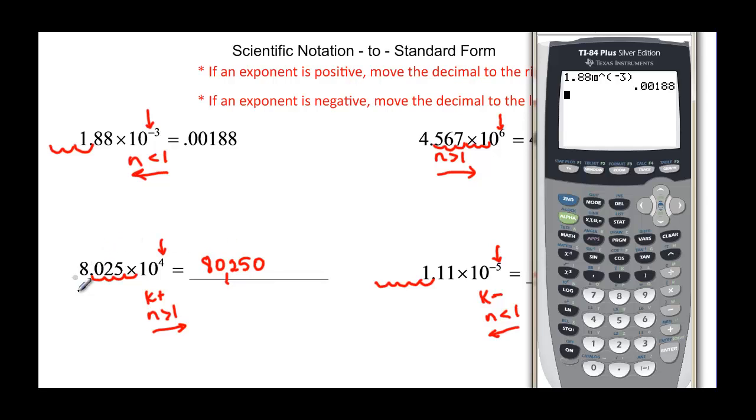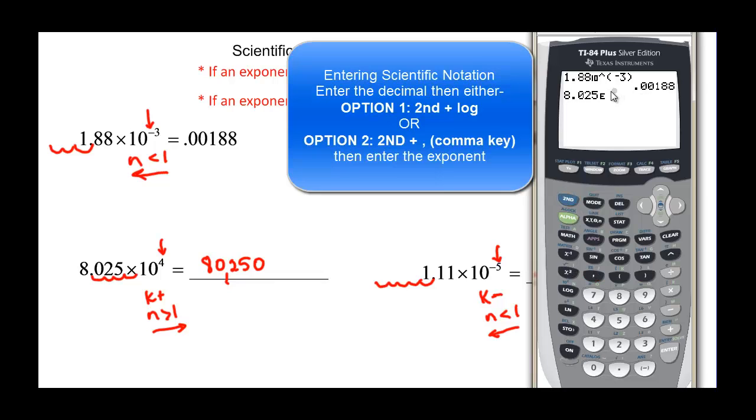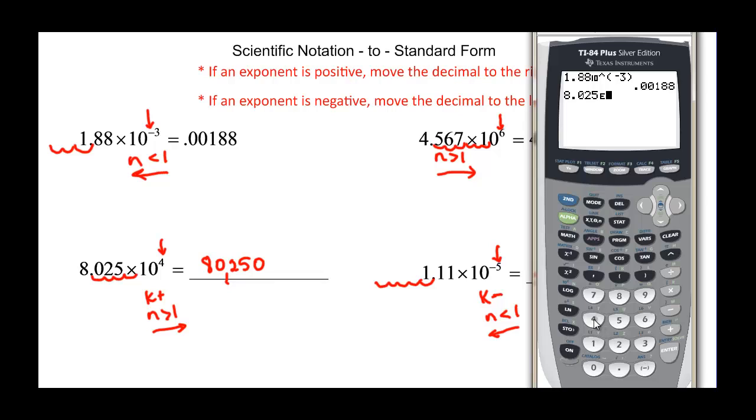We do the second example down here, just to double check. We put in our decimal, 8.025, and then the other option is to say second and then comma, and that E just means I'm going to put the exponent of scientific notation. That means scientific notation, and my exponent was 4, and I can just press enter. You get 80,250, just like we did when we were doing it by hand.